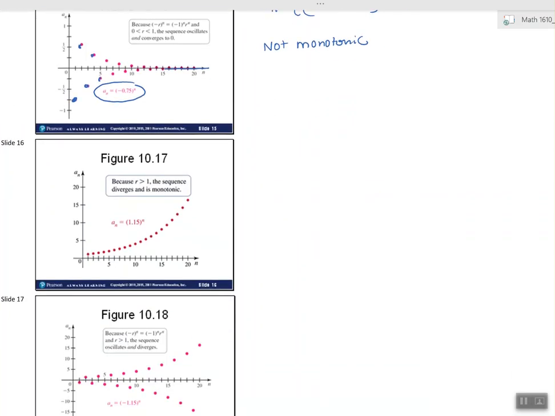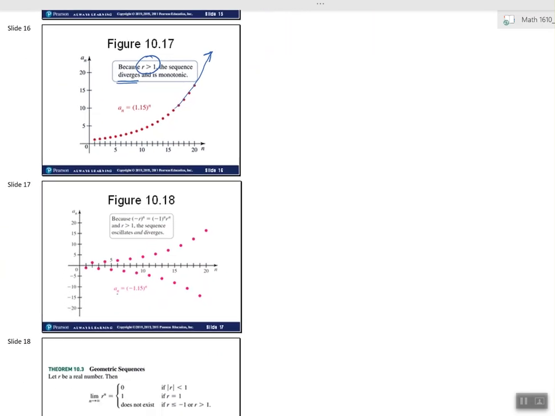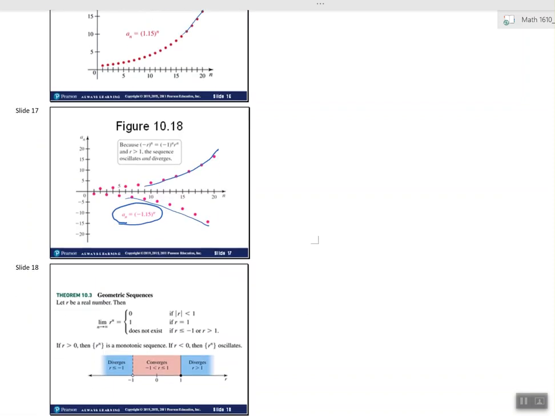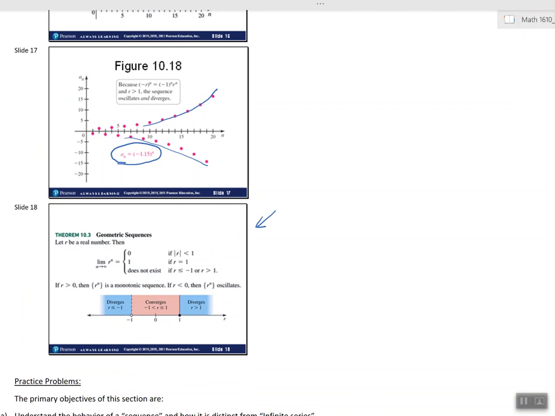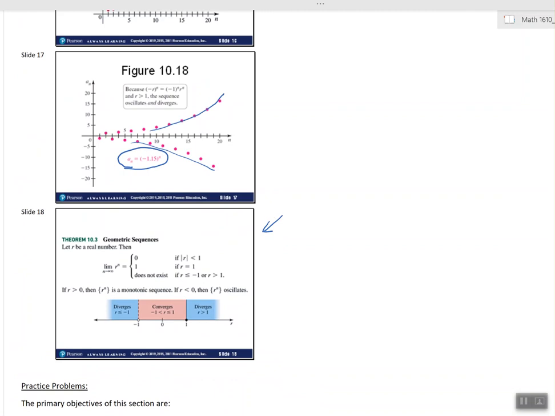Another example, here r is greater than 1, and when that happens, the sequence obviously diverges, because as n increases, a_n increases to infinity. And finally, if you have a negative sign in r, then not only does it diverge, it also oscillates. So all this is put together in this particular slide. So you can read it and see how it's put down compactly here, all the examples that we just saw.